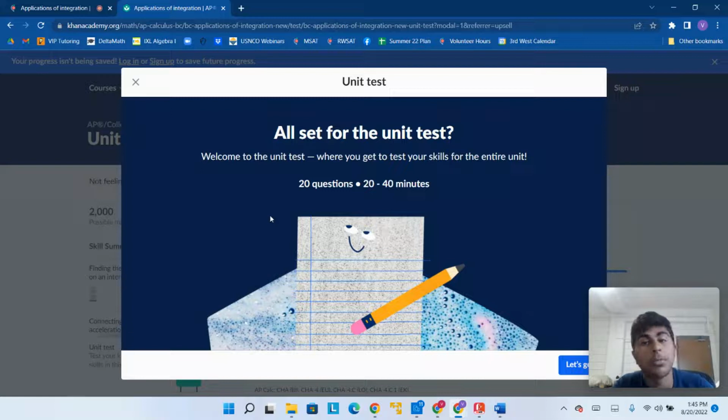Hello and welcome. Today we're going to be looking at the unit test for applications of integration, one of the topics on AP Calculus AB and BC. As always, we're going to be going through all of these questions to help you understand how to approach and solve these kinds of problems. You're going to learn how to apply integration in various different situations, and with that, let's get started on our first question.